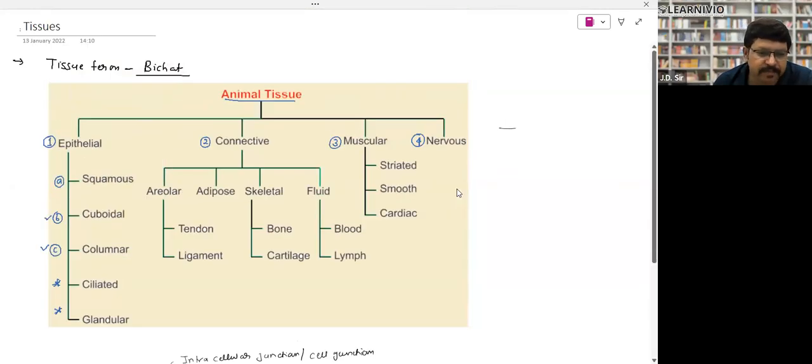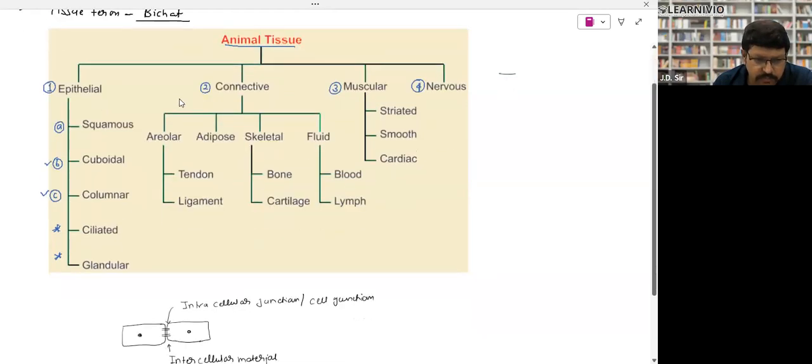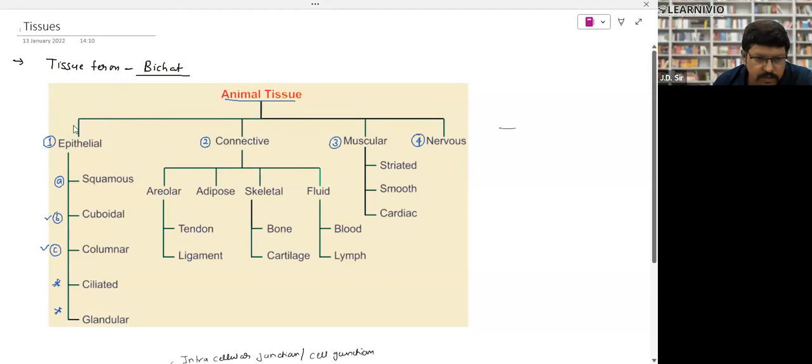So first there is a classification, right? Animal tissue can be divided basically into 4 categories. Whatever is written over here, I will discuss first, and I will try to make you understand what exactly is important for NEET. Look, in NCERT, there are only these types of tissues which I have underlined over here. So we have divided animal tissue broadly into 4 categories: epithelial, connective, muscular, and nervous.